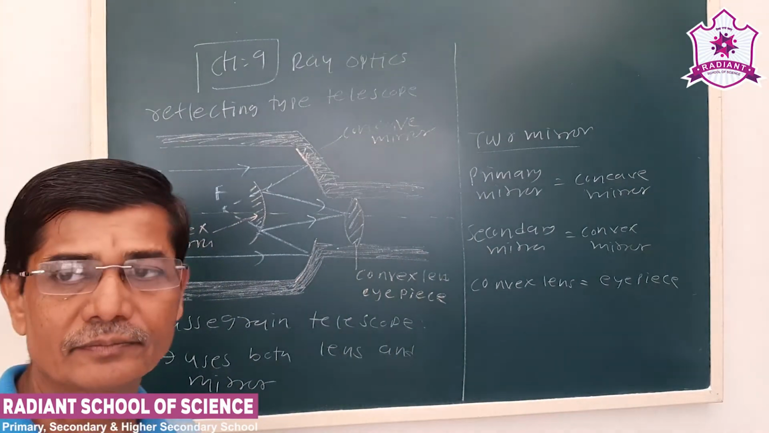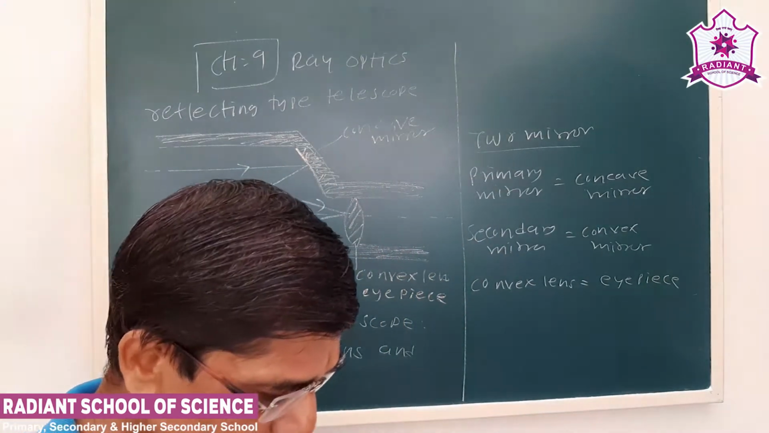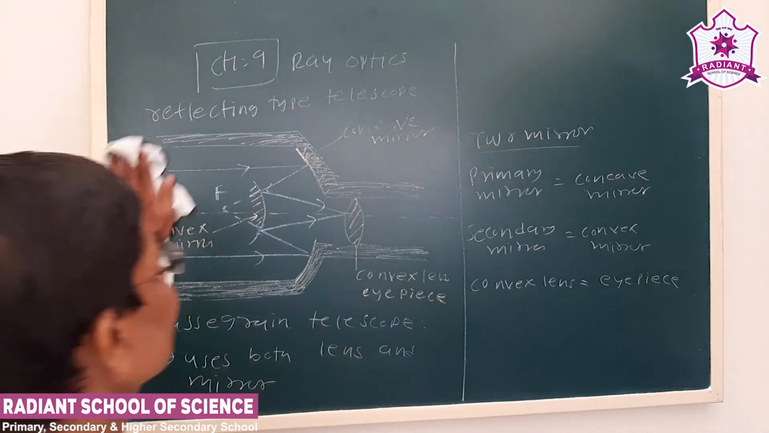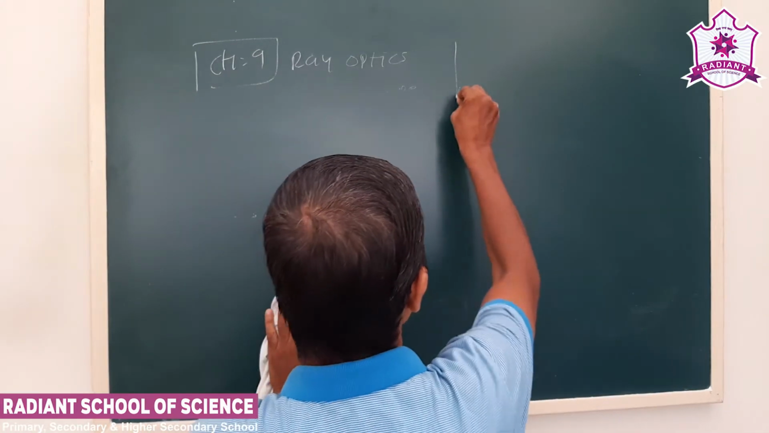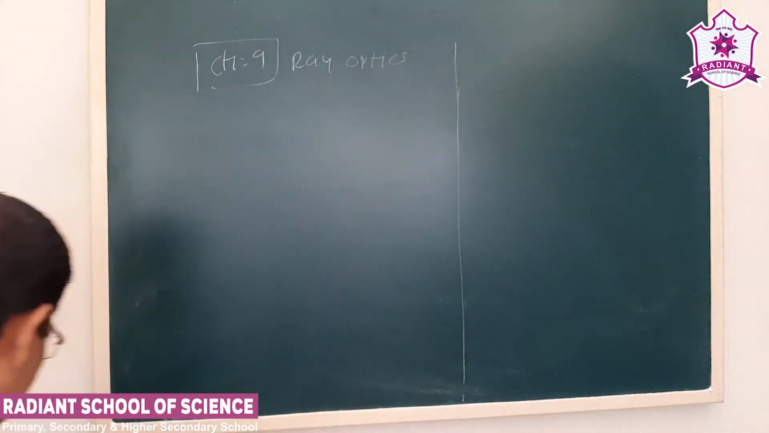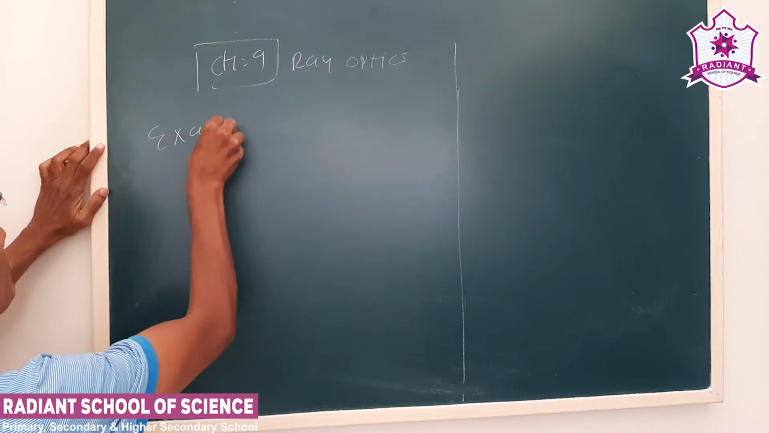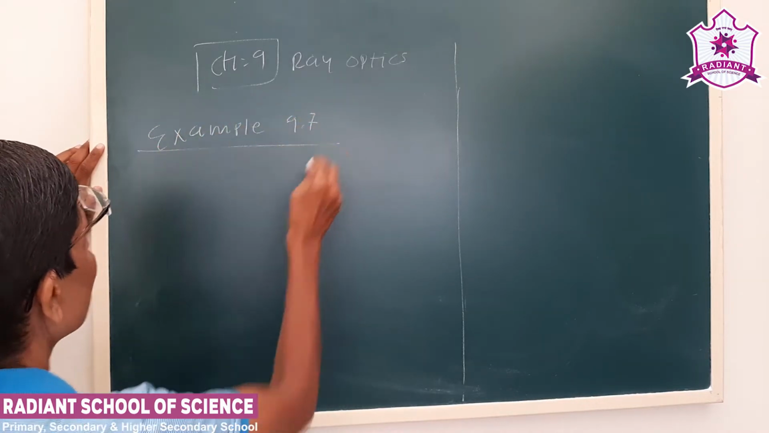Now with that, our theory part of lesson number 9 is over. Now we take examples. Earlier we have covered some of the examples. Now we try to complete the remaining ones. Now see example number 9.7.